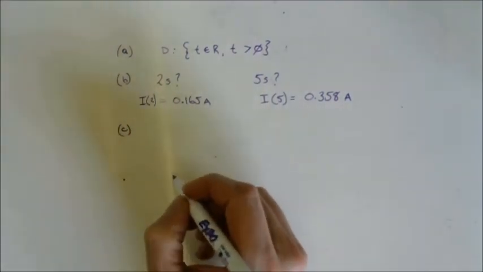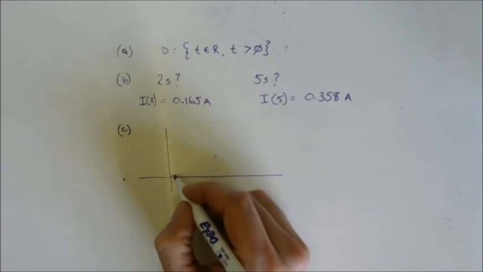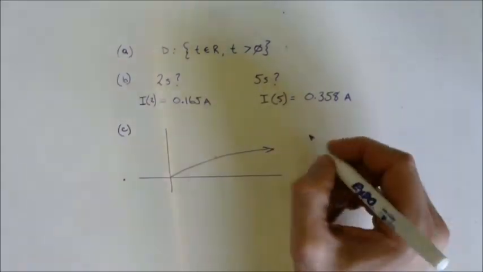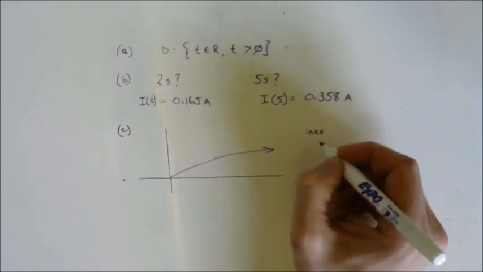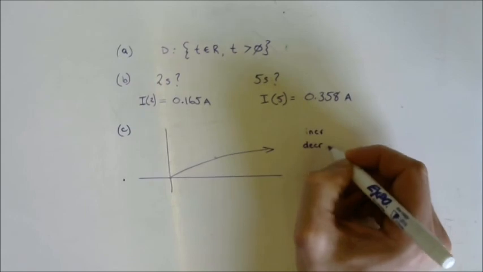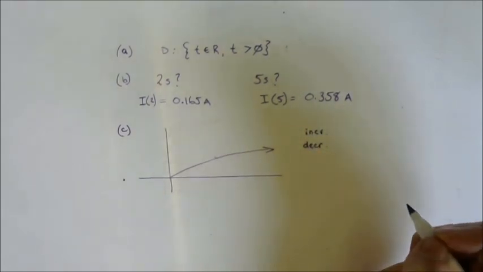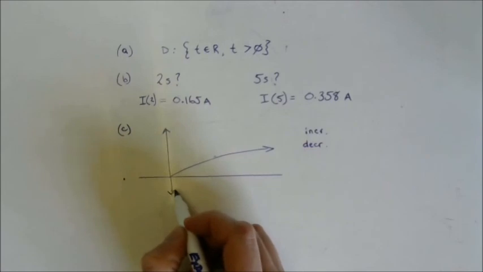And then C, I'll just draw a quick sketch of what we were looking at on Desmos. Kind of looks like that. And what can we say about this function? What's happening to the current? So we're looking at key terms like increasing and decreasing. What would you say is happening? Is this thing increasing or decreasing? Is it going up or going down?